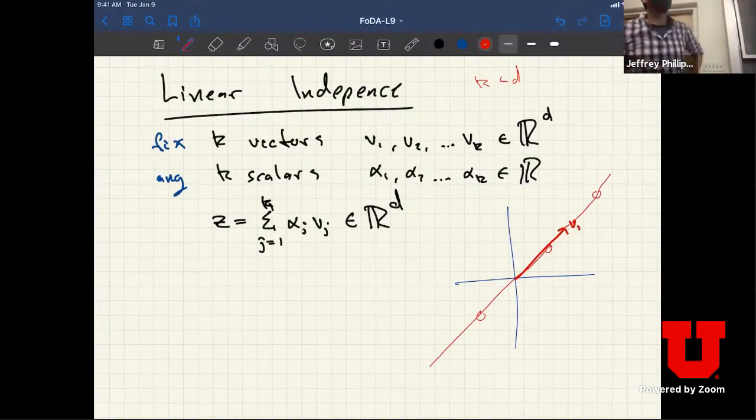and K is something that's less than that. Think D is 10 dimensions. I'm in 10-dimensional space. And then K is 5 or 6. Okay, what is going on here? Okay, we'll think about this in low dimensions, and then we'll scale this up.